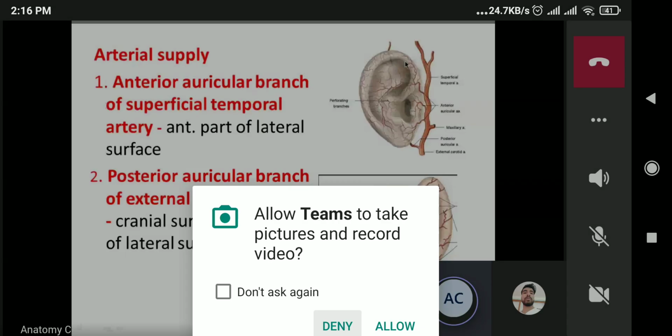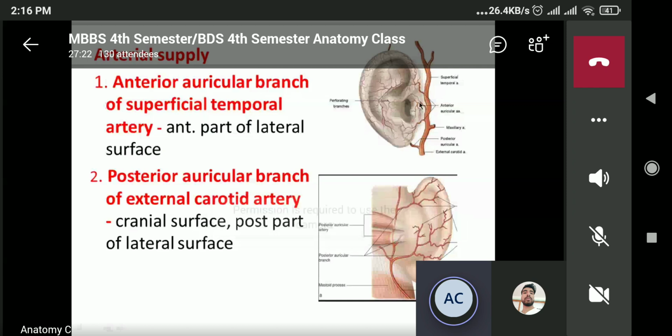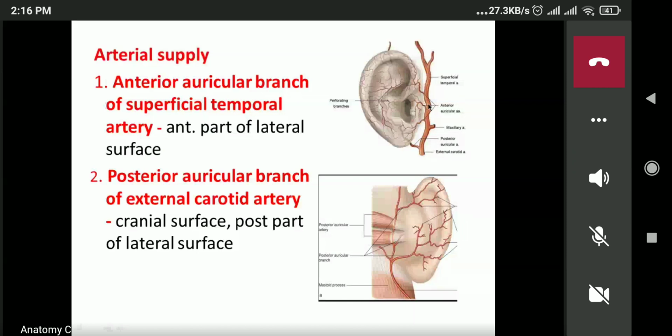So the anterior part of the lateral surface is supplied by the anterior auricular branch of the superficial temporal artery. This is the superficial temporal artery here, and these are the anterior auricular branches. So the anterior auricular branch of the superficial temporal artery supplies the anterior part of the lateral surface.